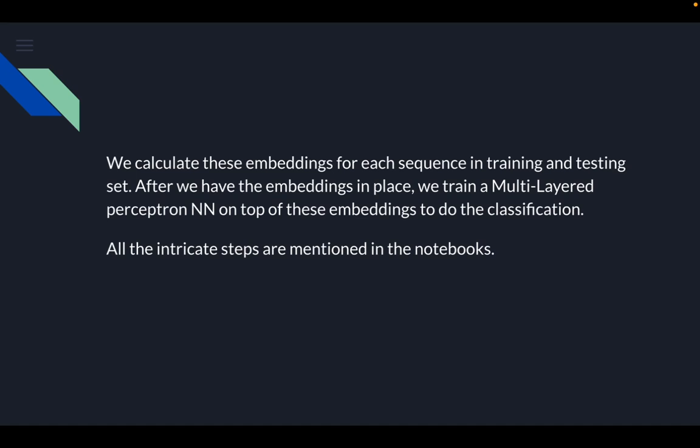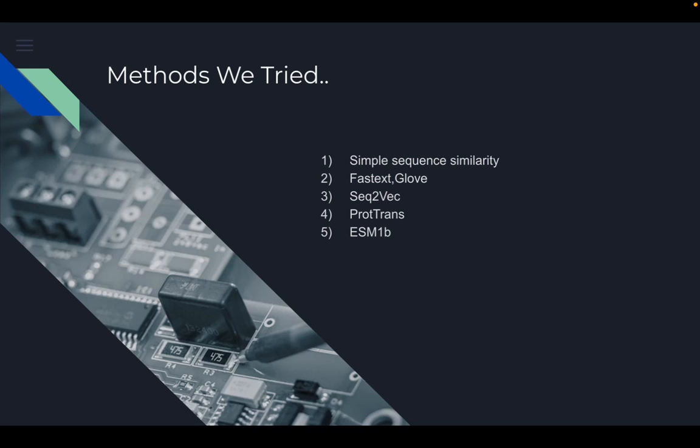We calculate these embeddings for each sequence in the training and testing set. After we have the embeddings in place, we train a multi-layered perceptron neural network on top of these embeddings to do the classification. All these intricate step-by-step approaches are mentioned in the notebooks that I have attached with my project on DevPost.